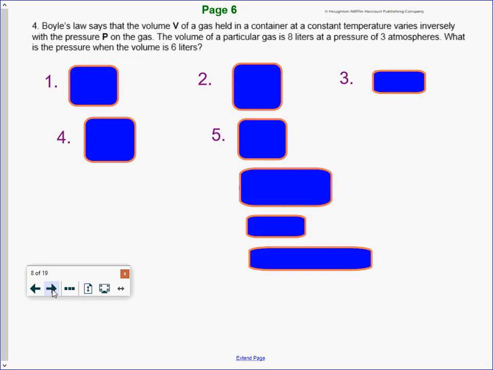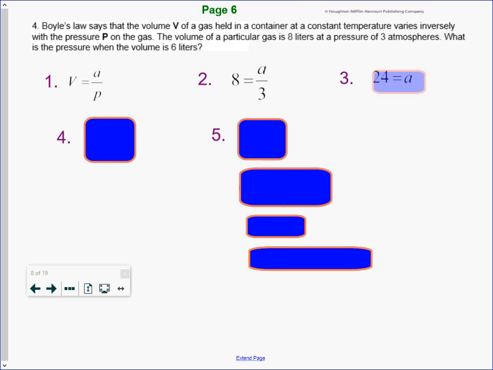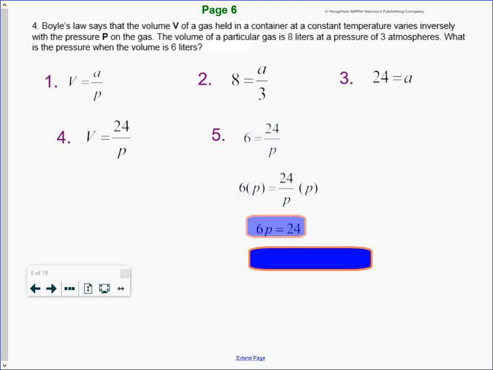And then for number 4, this is what you should have got. So V and P vary inversely. So V equals A over P. 2 will be A equals A over 3, since that's our scenario. Plug everything in, figure out your constant, which was 24. Plug in what you're solving for, and you end up getting that P equals 4.